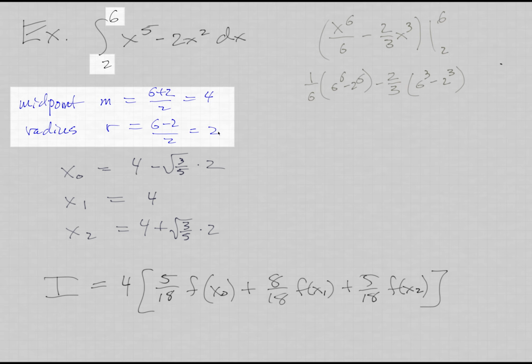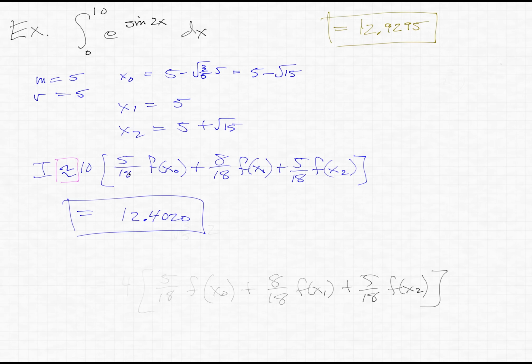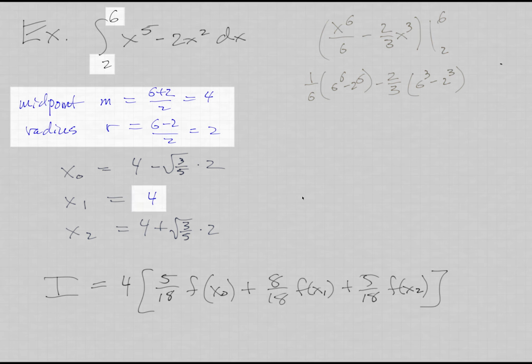Right? And therefore, the 3 sample points are going to be, let's see, well, actually the easiest one to start with would be the midpoint. The midpoint is one of the sample points, so that would be 4. And the other sample points will be one on each side of the midpoint. So one will be 4 minus radical 3/5 times 2, right? This factor, radical 3/5, comes from the root of the 3rd degree Legendre polynomial, right? So one sample point is 4 minus radical 3/5 times the radius, and the other sample point is 4 plus radical 3/5 times the radius.